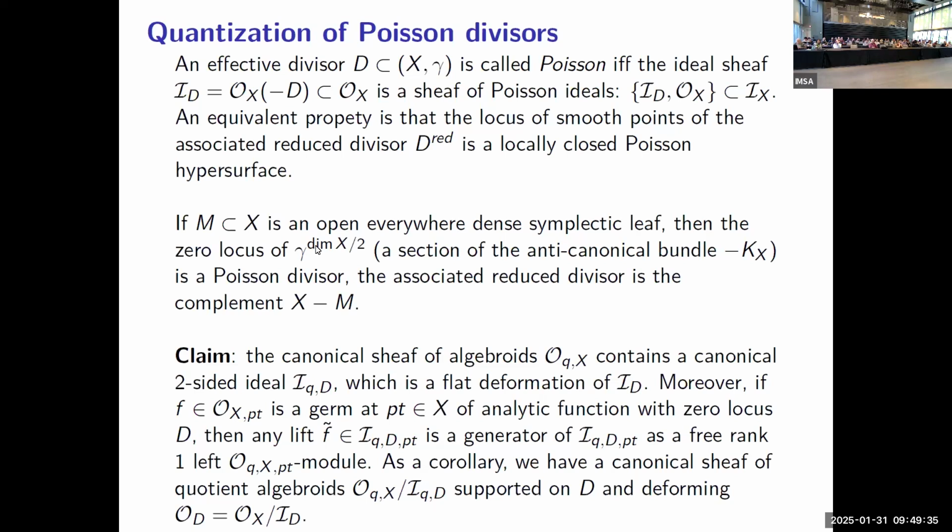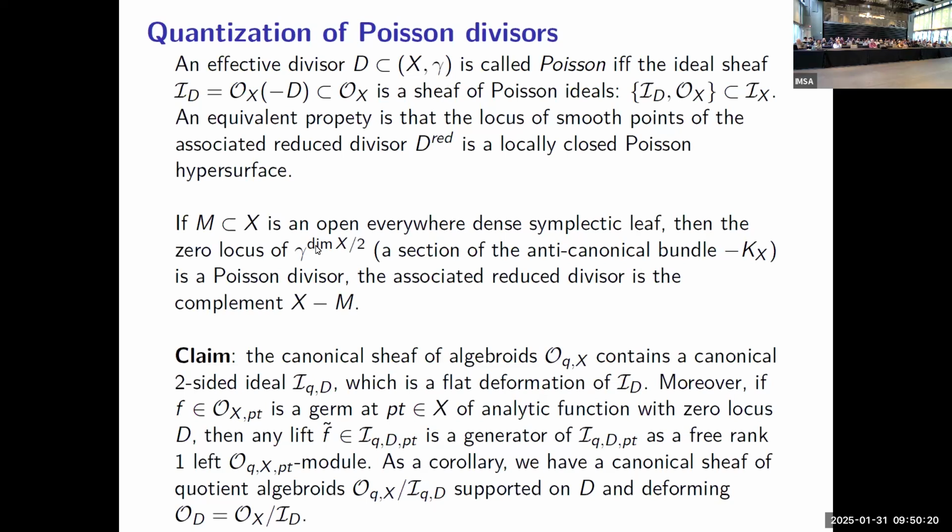Suppose you have a Poisson manifold with an open, everywhere dense symplectic leaf. It will be a common situation for the rest of my talk. Then, if you consider the Poisson structure, it means that the manifold has even dimension. Consider the top degree of the Poisson structure, and you get a section of the anti-canonical bundle, which is not vanishing at the generic point, and vanishes at some divisor, maybe with some multiplicity. So it's an example of how you naturally get a Poisson divisor, and it's associated with the complement of this open leaf.